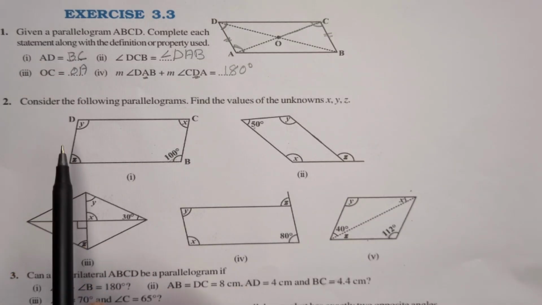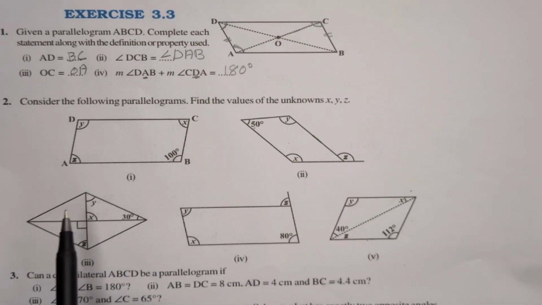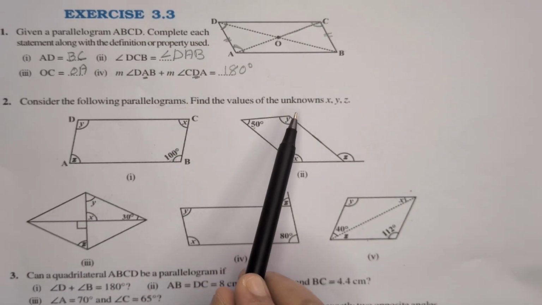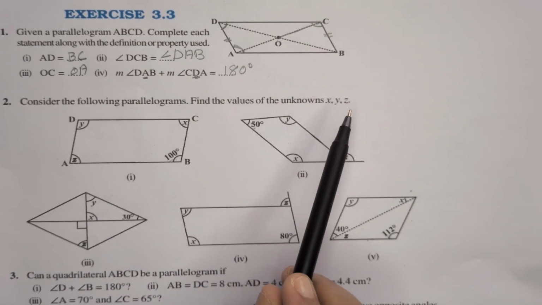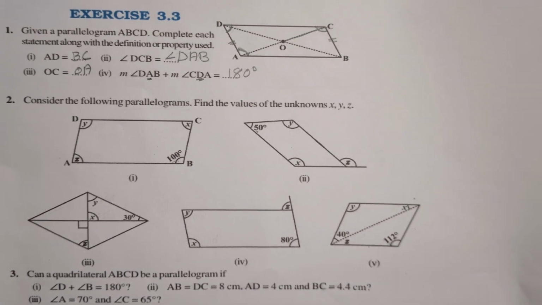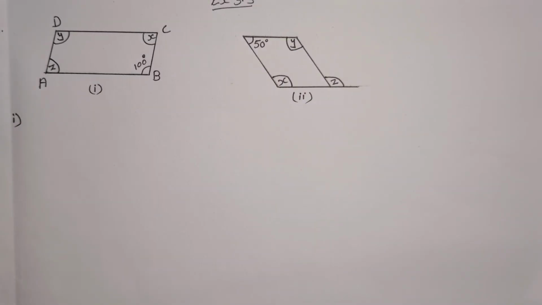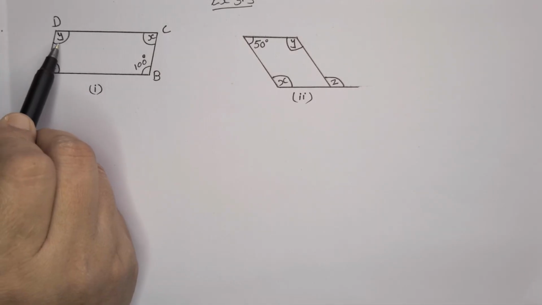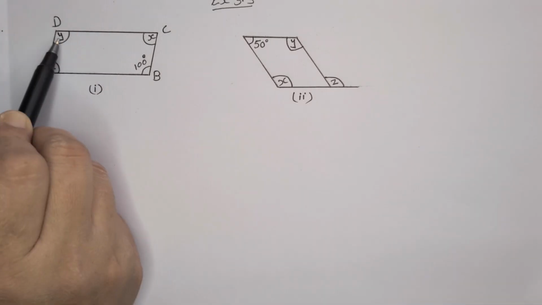Second question, consider the following parallelograms. Find the values of the unknowns x, y, z. First figure, this angle is given as 100 degree. Then y will be the opposite angle.